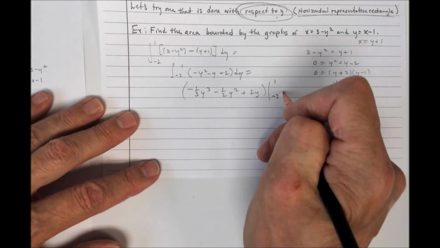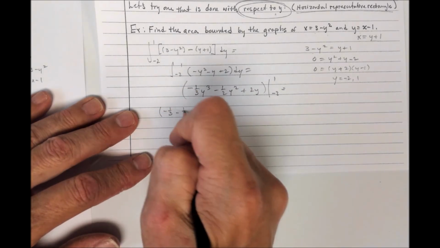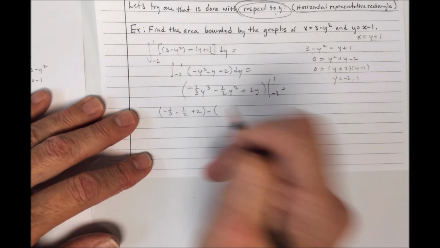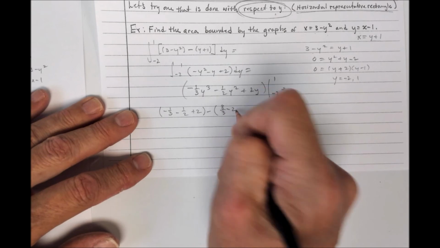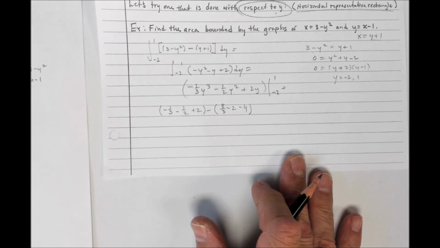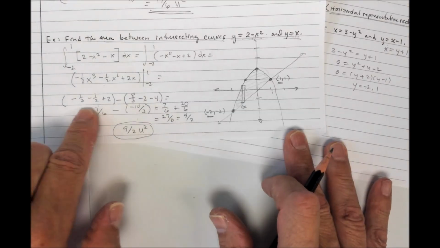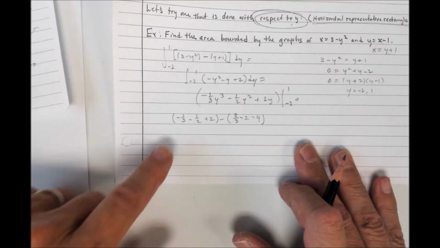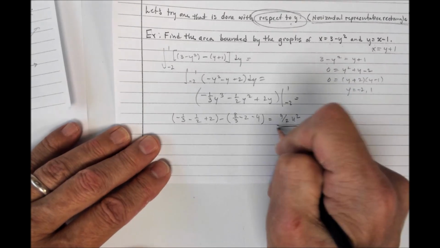Let me move this up just a little bit here. So I'll plug the 1 in and I get negative 1/3, sorry it's so sloppy, minus 1/2 plus 2, minus, then I'll plug the negative 2 in. So that's going to give me 8/3 minus 2 minus 4. This looks familiar, like I had the arithmetic on this same exact kind of deal once before. Oh, I did. Look at that. It's the same numbers that I had right there. So this turned out to be 9/2, and this would be square units for the area.